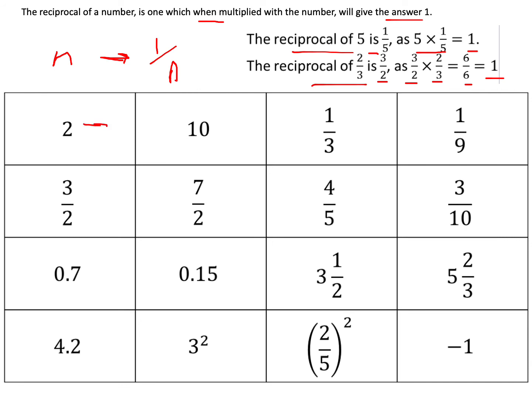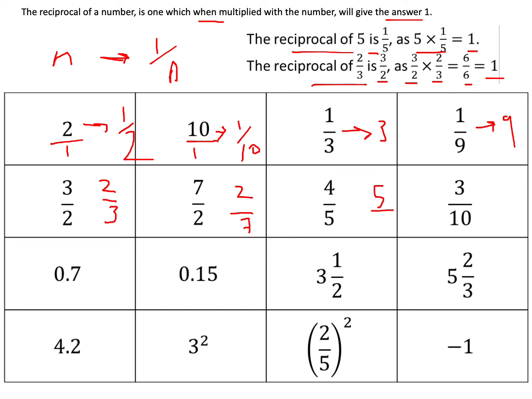So a half goes to 2, and 2 goes to a half, because remember I've got 2/1. 10 is 10/1, which goes to 1/10. 1/3 when I flip it goes to 3/1, which is just 3. 1/9 goes to 9/1, which is just 9. That goes to 2/3, 2/7, 5/4. So it's just flipping the denominator and the numerator. 10/3.